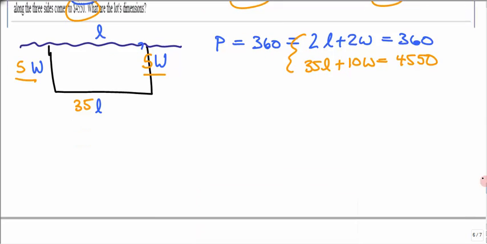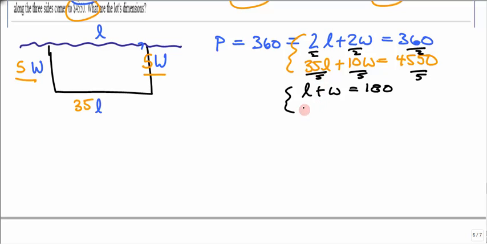Now in order to make this easier to solve, I'm going to note that all of these are even numbers, so I'm going to divide through by 2 here. So I have length plus width equals 180. And in here I note that all of these are divisible by 5, so I'm going to divide these through by 5. 35 divided by 5 is 7, so I have 7 times the length plus 2 times the width is going to be equal to 4,550 divided by 5, which is 910. So this is my new system of equations.